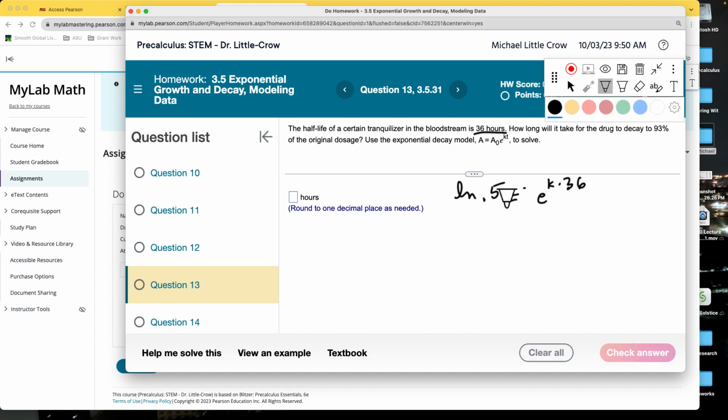Take the natural log of both sides. So we get the natural log of 0.5. Natural log of e is 1, so we end up with 36k. Divide both sides by 36, and then we get that our constant k is the natural log of 0.5 divided by 36. It should be negative because it's decaying. Hopefully.